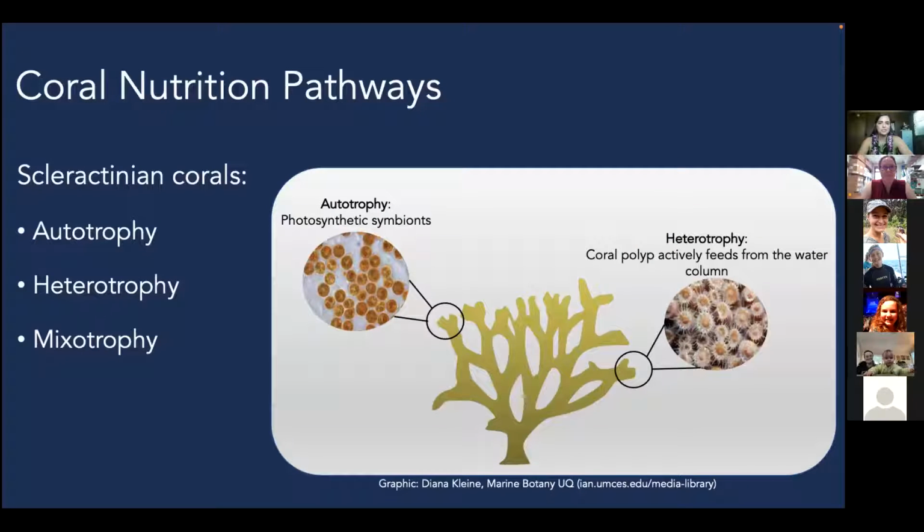By definition, scleractinian or hard corals are considered mixotrophic. They utilize both auto- and heterotrophy to acquire nutrients, and I'll define each of these pathways in just a moment. However, a coral is typically categorized by whichever one they use primarily, and most corals are considered autotrophic. We're starting to realize that some corals can switch, or what is called trophic plasticity, between the two pathways.